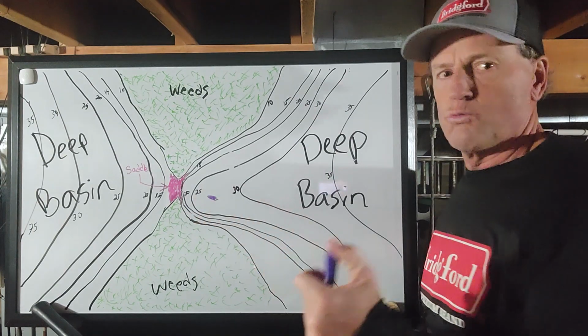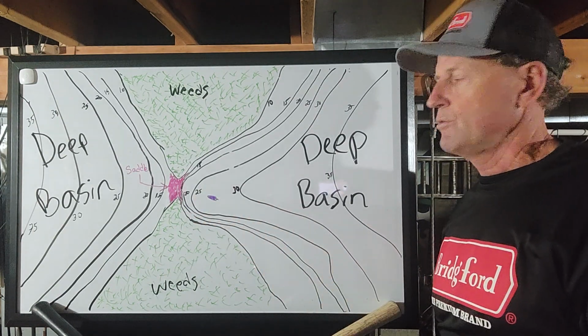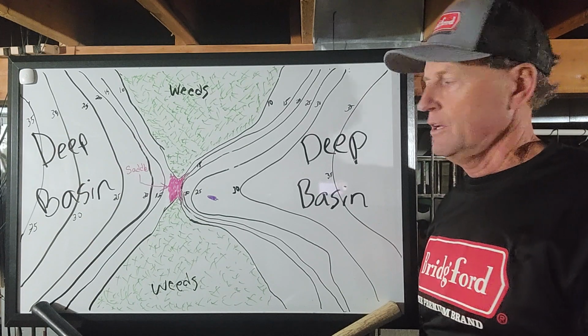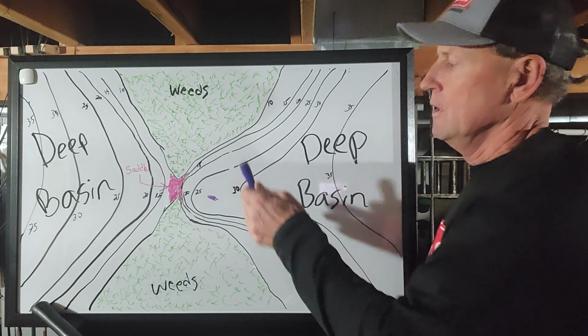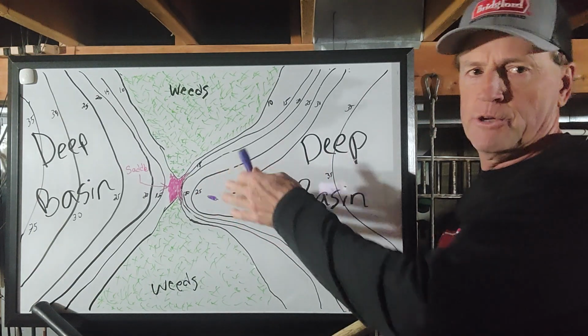A saddle like this is really good if you've got a few nice rocks in there for them smallies. But regardless, even if it's just gravel, you can get smallies there. And of course, it's very good for largemouth too.